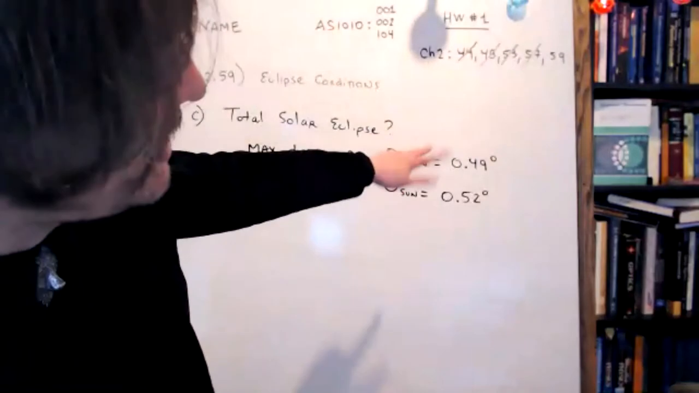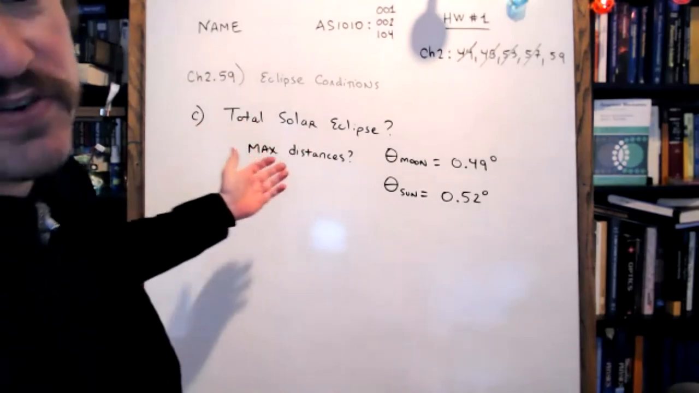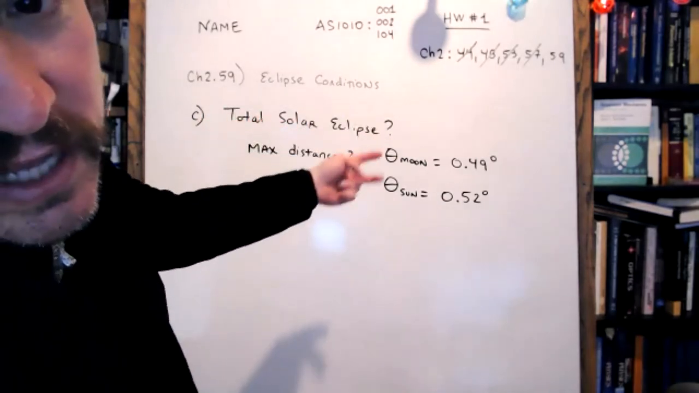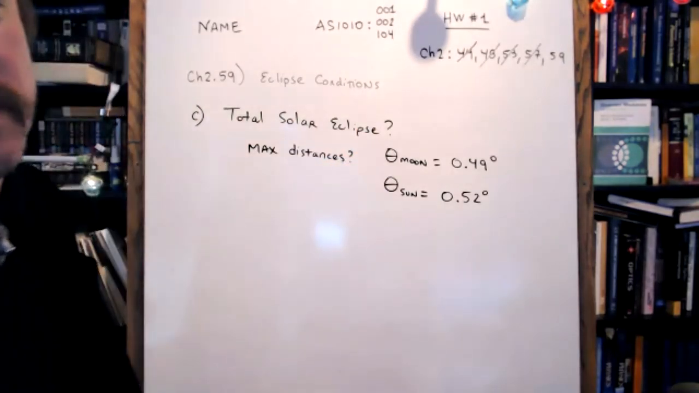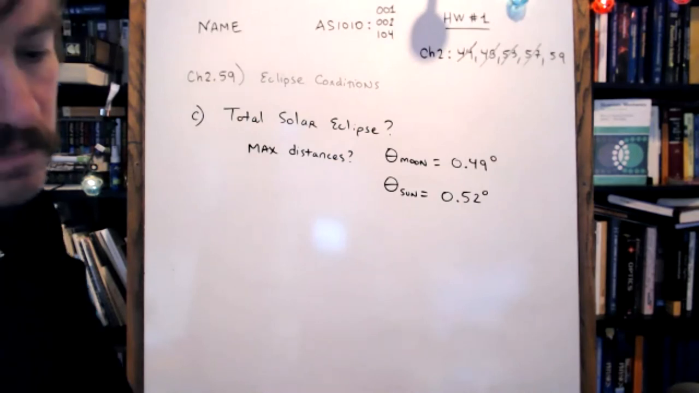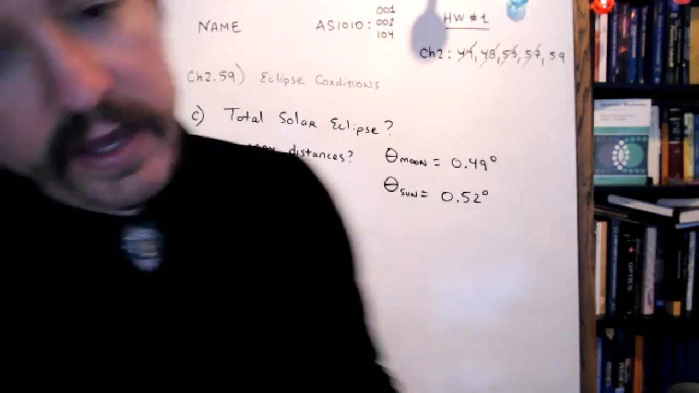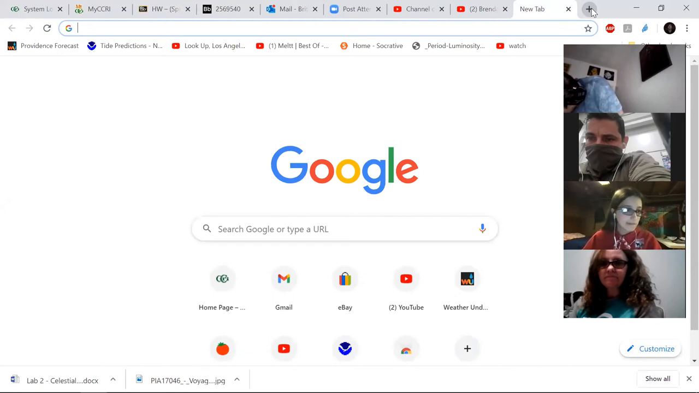Notice, Jenna, I only needed two sig figs to see the difference in the angular sizes. So Jenna, the question asks, is it possible to have a total solar eclipse when the moon and the sun are at maximum distances? What do you think the answer to that question is? I would say yes, because they're very similar. So I feel like they could overlap and have a small ring around it. So it's total solar eclipse. Careful though. Total solar eclipse does not feature a ring. Now this isn't your fault because we didn't make it to eclipses. So this is probably why you are guessing it correctly.